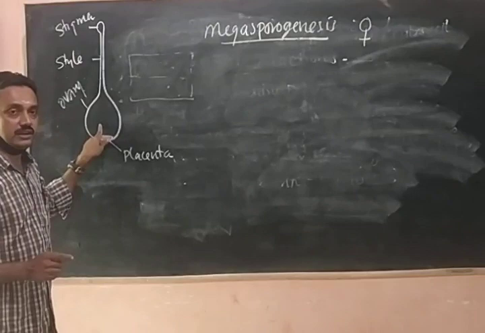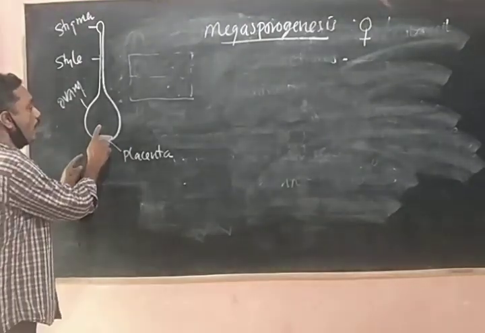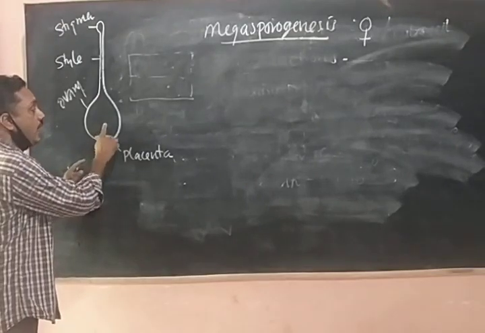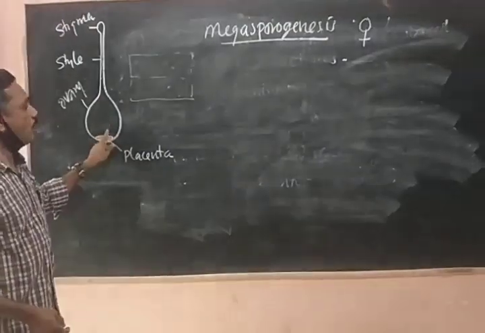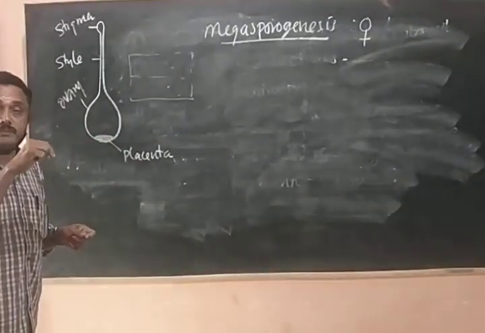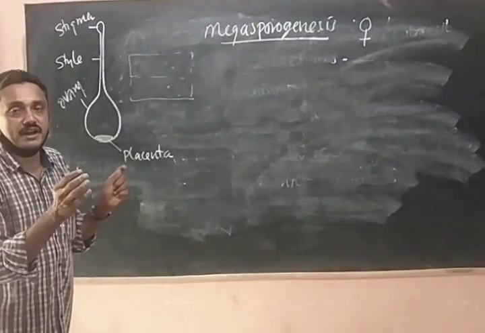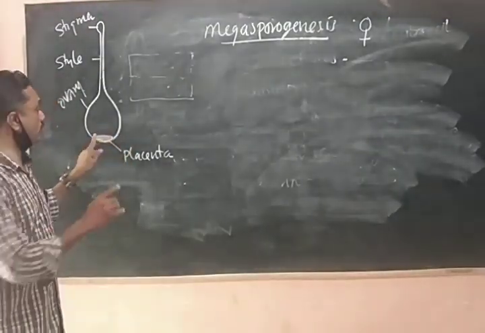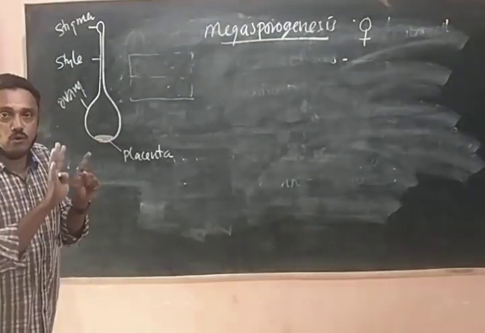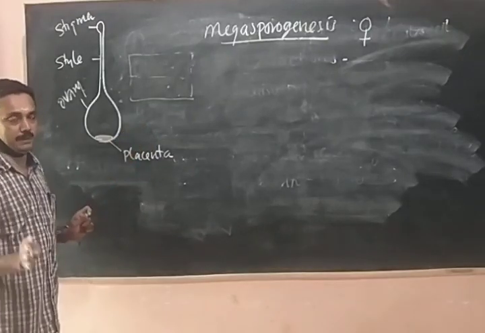This is the young gynoecium. There is no ovule, there is no gamete. The gametes develop inside the ovary or inside the ovule. The placenta contains ovules. Ovules contain the female gamete inside. So you can see how the ovules develop inside the gynoecium. Firstly, only the placenta is there, ovules are not yet developed. See how the ovule and female gamete develop.